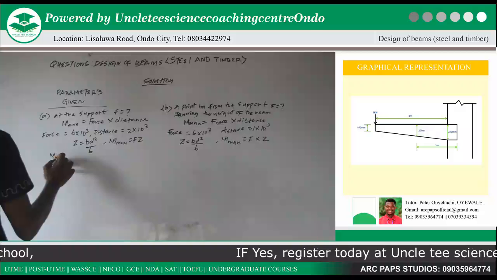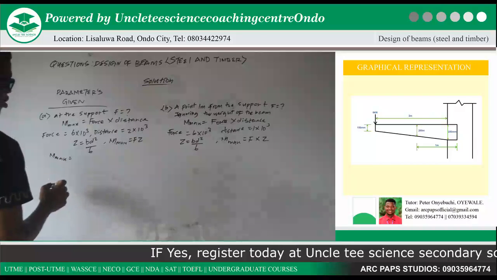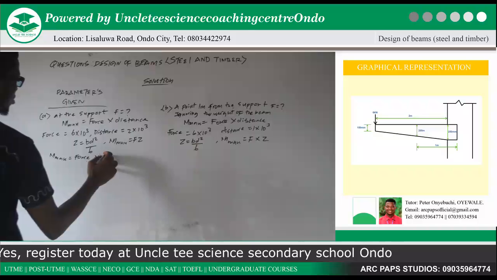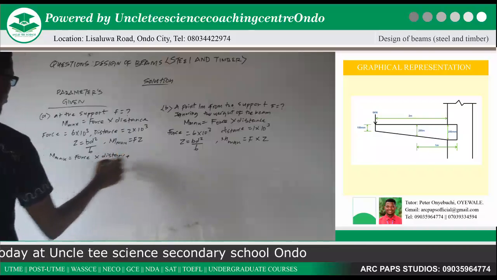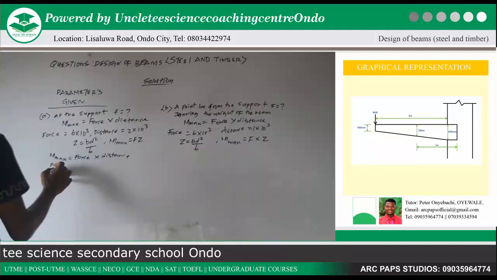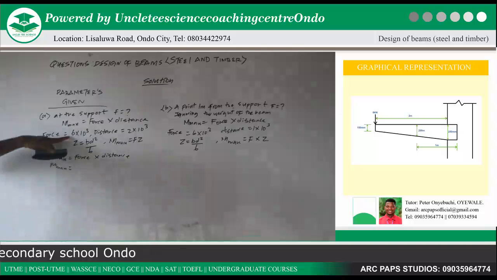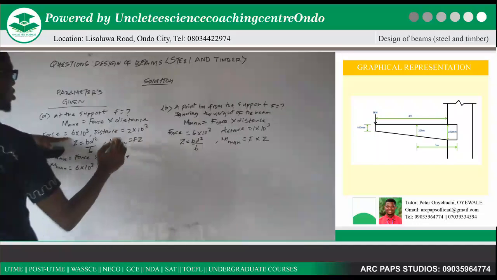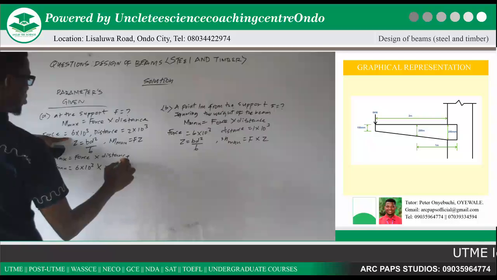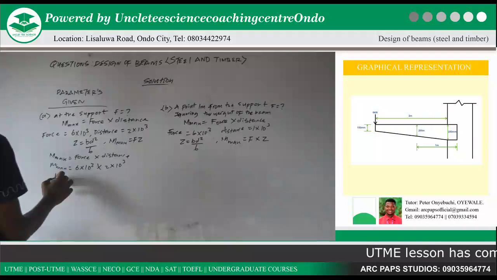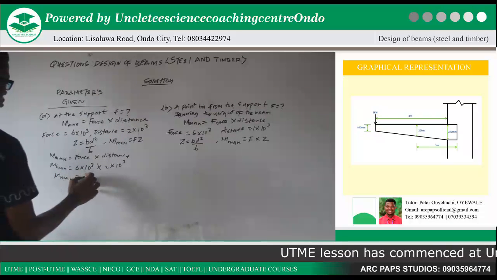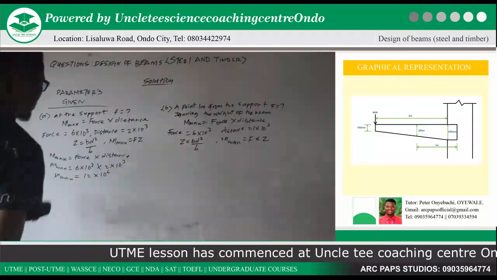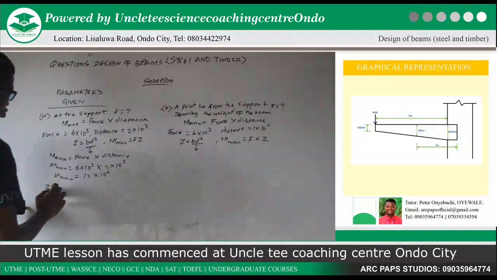Now in this particular question, we are dealing with a cantilever beam, and the first one is at the support while the second one is from a point 1 meter from the support. Now we know our Mmax will give us our force times distance. So our Mmax will give us our force, which is 6 times 10 raised to the power 3, times our distance, which is 2 times 10 raised to the power 3. So our Mmax will give us 6 times 2, which is 12, times 10 raised to the power 6. That will be our Mmax at the support.